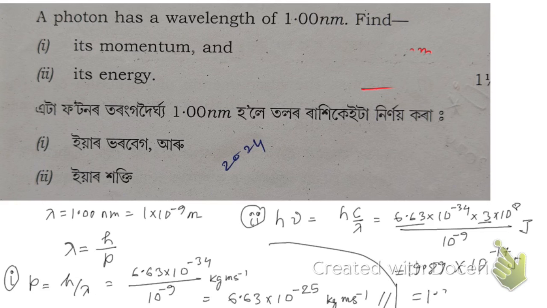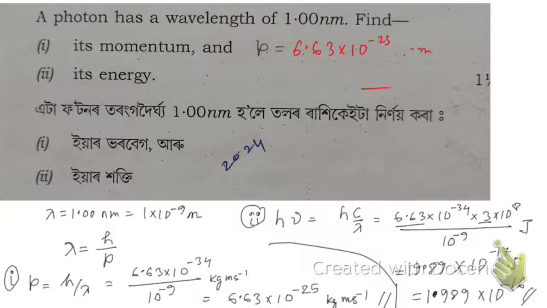1.989 into 10 to the power minus 16 joule, right? Hope you have understood this. So here momentum we have got, momentum is equal to 6.63 into 10 to the power minus 25 kg meter per second, and we have got energy is equal to 1.989 into 10 to the power minus 16 joule. That's what we have got.